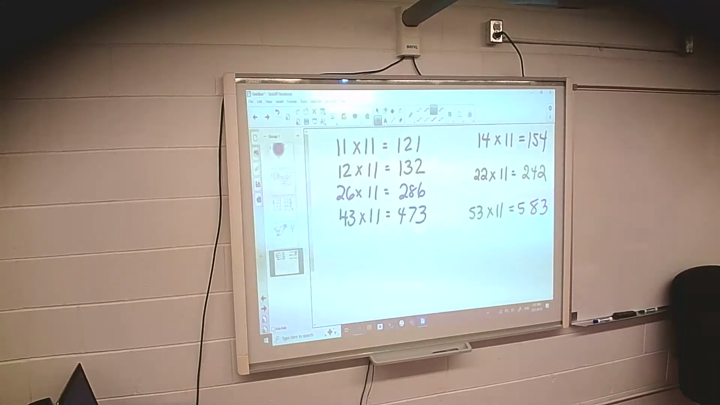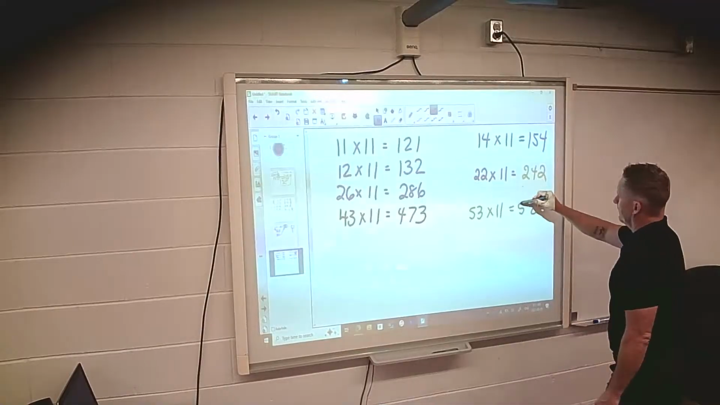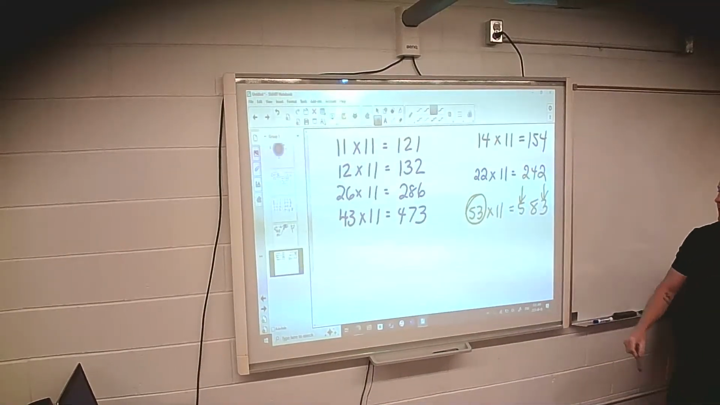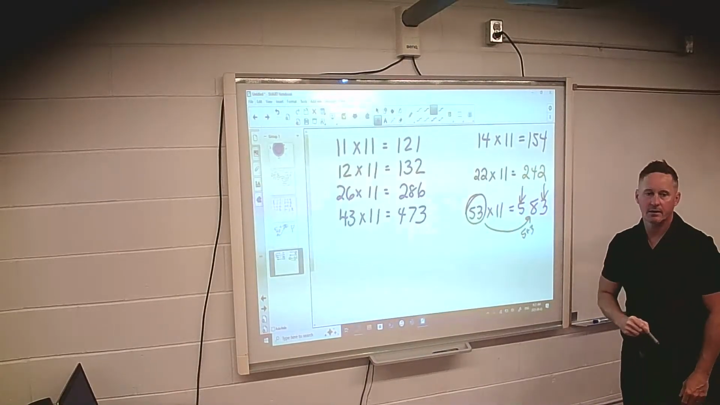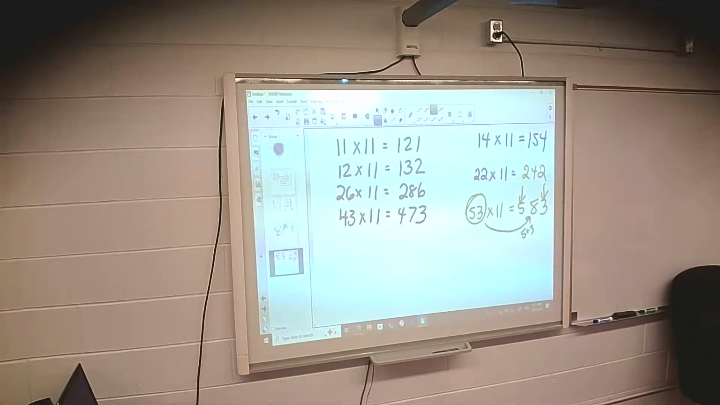So that's the conjecture we make. Whatever number I multiply by 11, those go there, and the middle is the sum. Now, we need to prove that that works all the time.